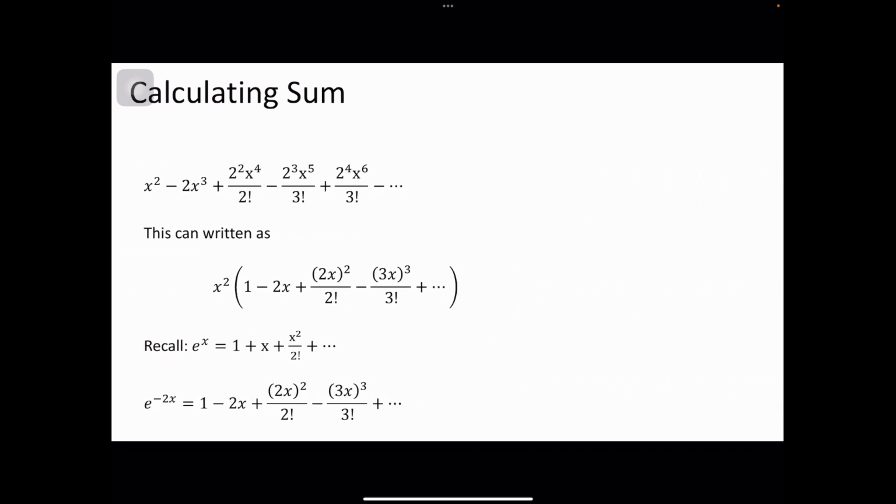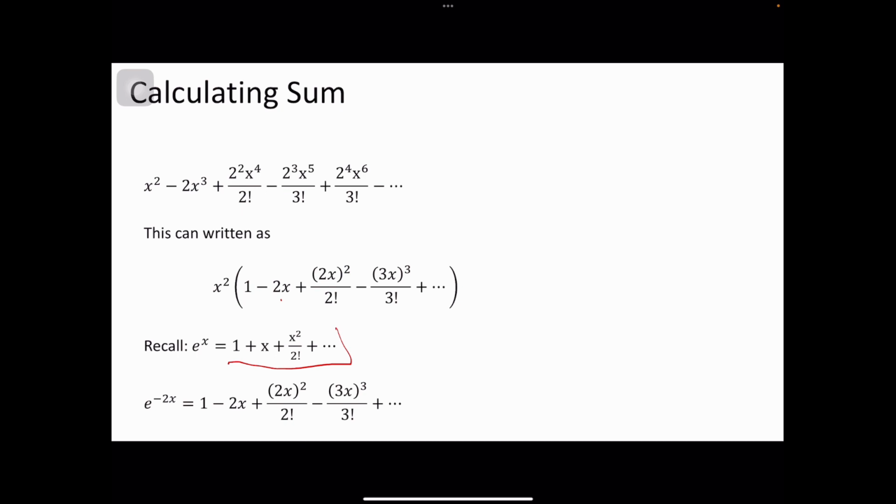Now another example. So this one is x squared minus 2x cubed plus 2 squared times x to the power 4, minus 2 cubed x to the power 5 over factorial. Okay, so to solve this, first let's just write it this way. You can take the x squared out, and this is what you're left with. Now we think about e to the power of x. This is what we'll get from the Taylor series, right?